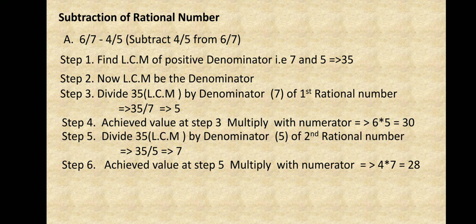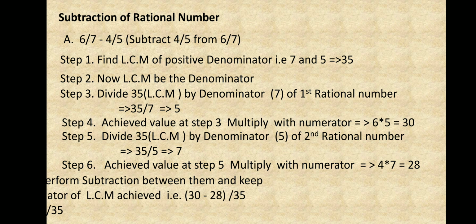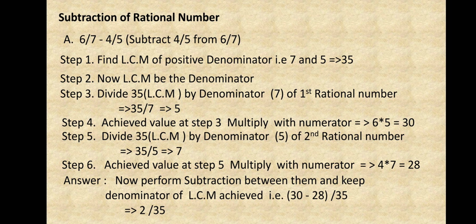Now you again got the two numbers, which are 30 and 28. Now what should you do over here? You have to subtract these both, right? So what is your answer? What should you do? 30 minus 28 divided by 35. So what is your final answer? It is 2 by 35. Hope you all understood addition and subtraction too.